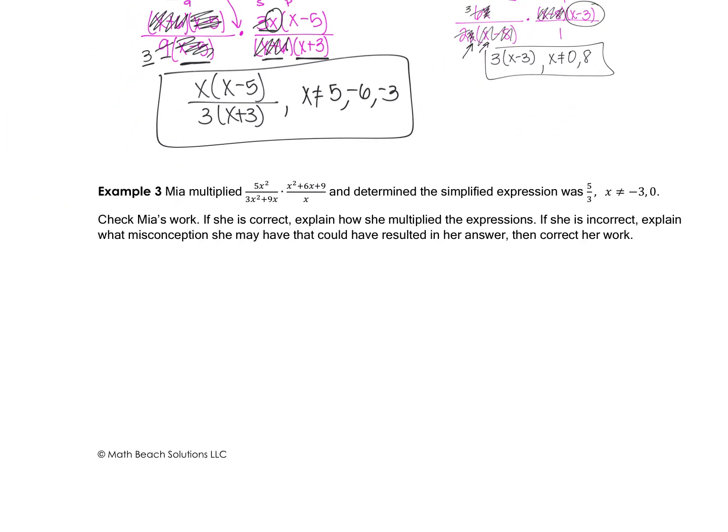All right, number 3. Mia multiplied the rational expressions together and determined the simplified expression was 5/3, and x cannot be negative 3 or 0. You're going to check Mia's work. If she is correct, explain how she multiplied the expressions. If she's incorrect, explain what misconception she may have had that resulted in her answer, and then correct her. So let's just go ahead and start working it out.